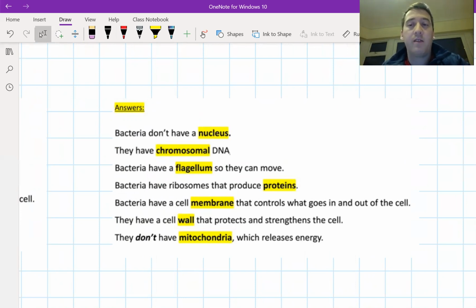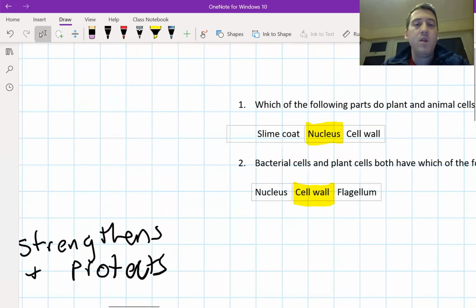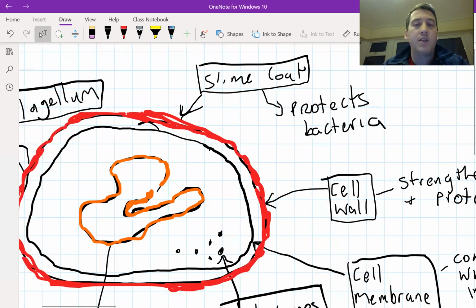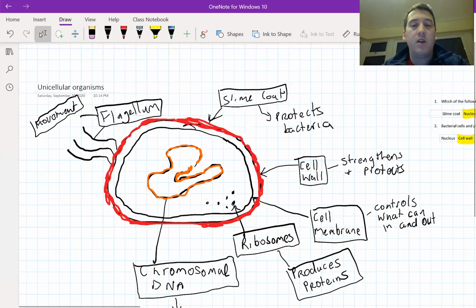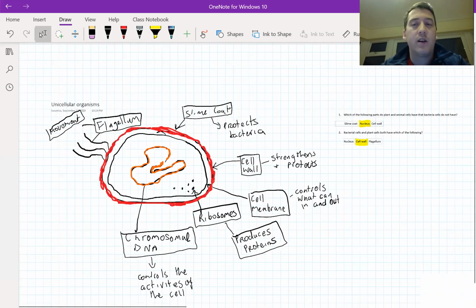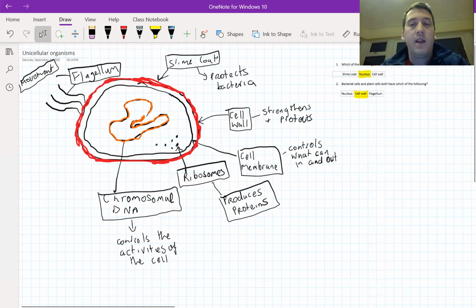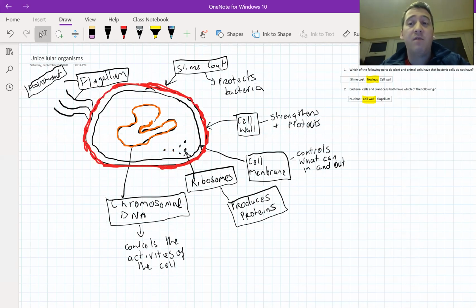So you should be using a red or a different color pen than what you wrote in to correct your work right now. Okay, I'm going to leave this diagram here. And what I suggest is that you try and draw it down. Okay, now ideally I would pause the video.